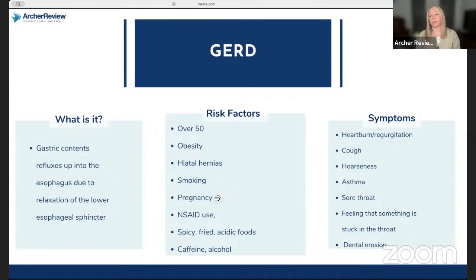So what do the symptoms look like? Well, heartburn and regurgitation are the big ones. You might also note that the patient has a cough or hoarseness. They might even have asthma symptoms, which is why it's really important to pay attention to the symptoms because sometimes they don't always present like we think they should. Sore throat is another big one, or even feeling that something is stuck in the throat. And finally, dental erosion. That acid is eating away the enamel of the teeth.